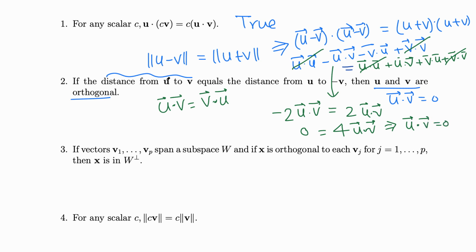So the distance from U to V, the norm of U minus V, equals the distance from U to negative V, U plus V, and we did all the work. We squared first. If we don't square, we get a square root. And we got U dot V equals 0. So this implies U and V are orthogonal, and that means true.